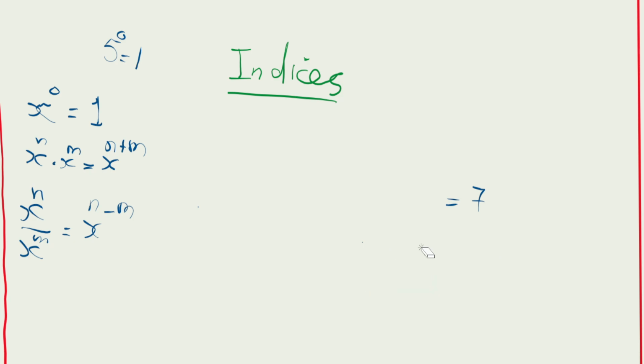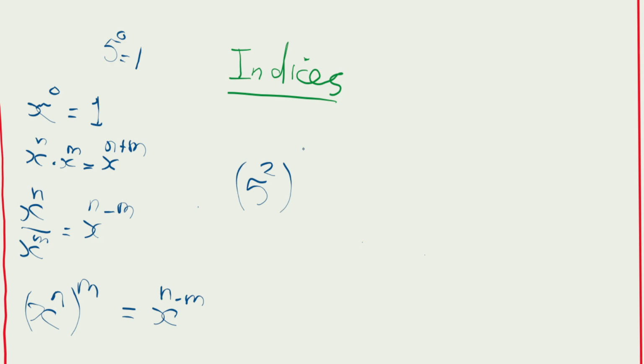Now the next one is, if you have 2 indices, so for example x to the power of n, to the power of m. If you have 2 of them, the rule says just multiply them. So it's x to the power of n times m. So the question will look something like 5 squared to the power of 6. So it's 5 to the power of 2 times 6, which is 5 to the power of 12.